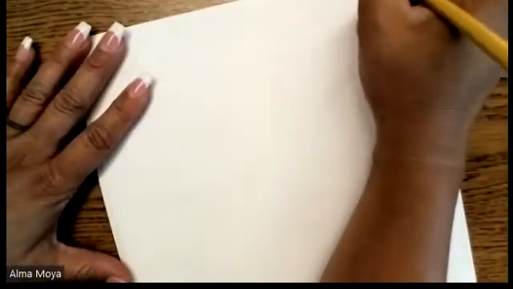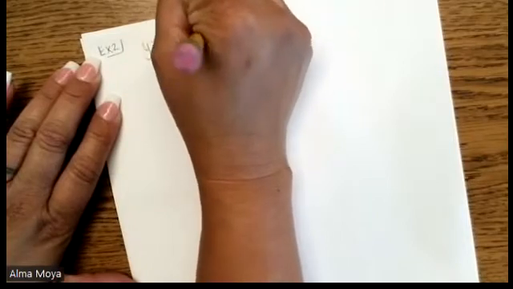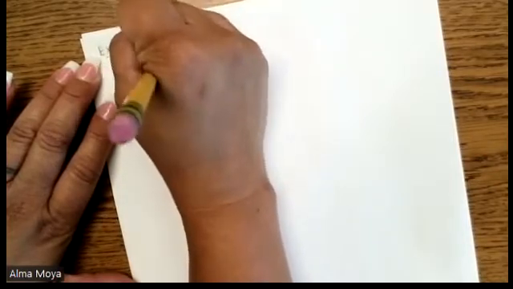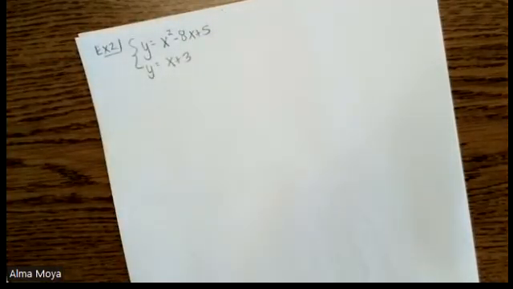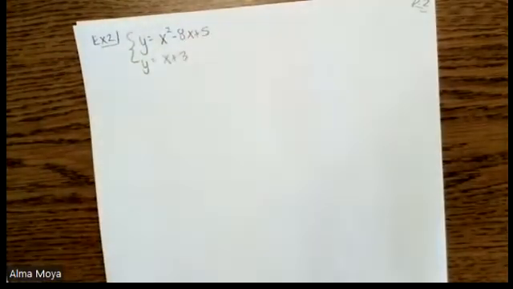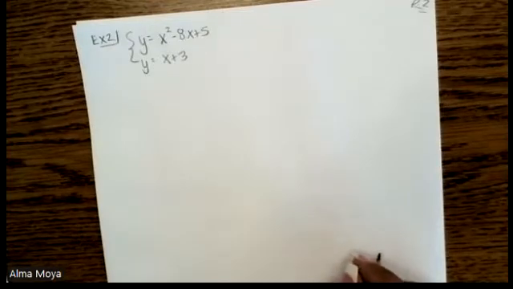Let's go ahead and do another example. y equals x squared minus 8x plus 5. y equals x plus 3. Now here we have a parabola and a line. On a parabola and a line, you can have 0 solutions, 1 solution, or even 2 solutions.